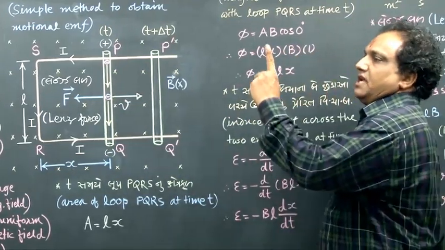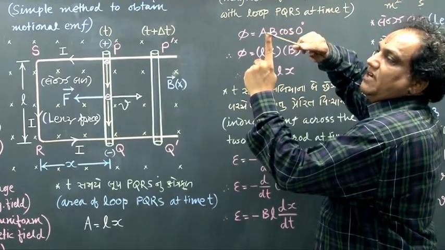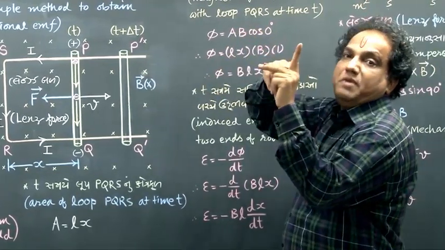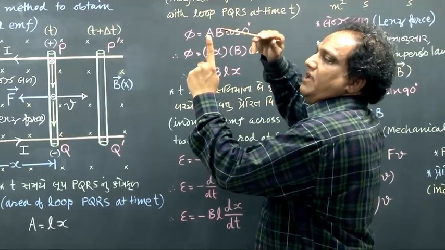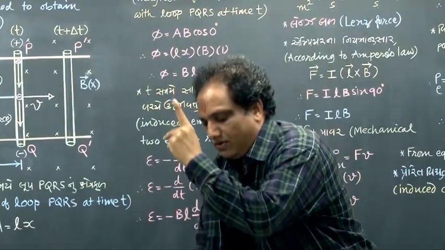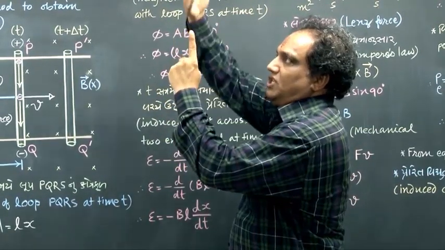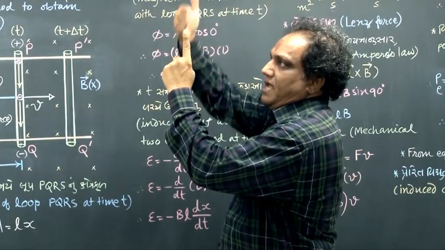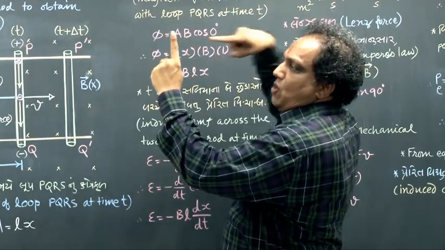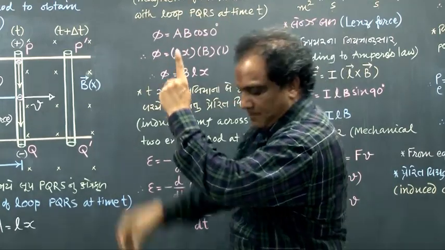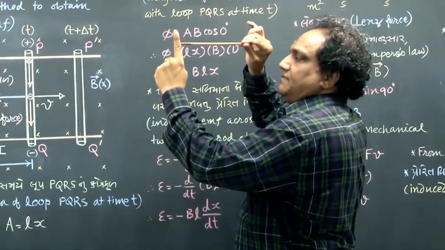So now the situation is like this. This is vector L, this is vector B. Now think of a plane passing through these two vectors, this way. And now think of a right-handed screw perpendicular to this plane. That right-handed screw is this.